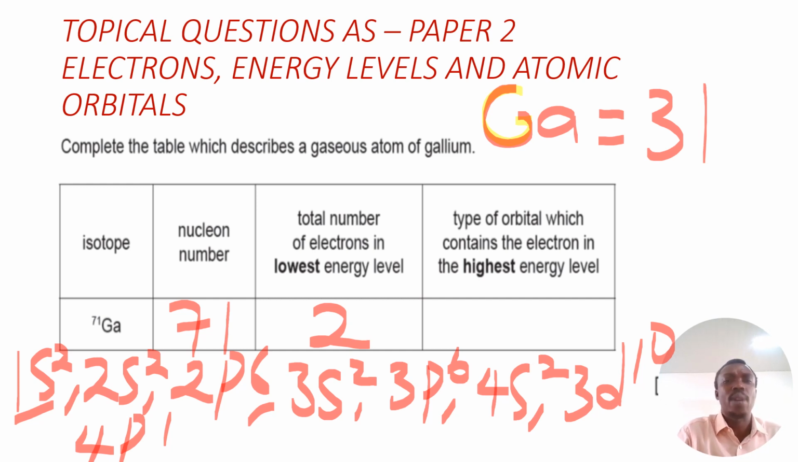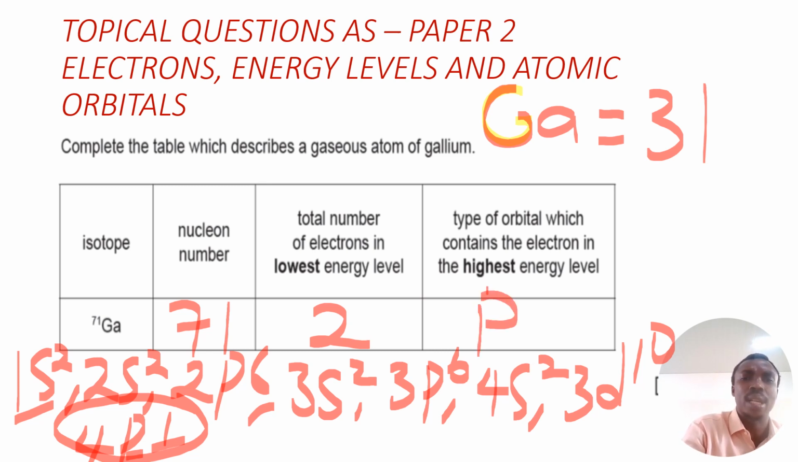Then you now ask the type of orbital which contains the electrons in the highest energy level. So the electron in the highest energy level is 1. Then the type of orbital in the highest energy level is the p orbital, because this is the highest energy level going by the Aufbau principle. So it is the p orbital. So it's as simple as A, B, C. What you need to do is check the atomic number of gallium, then write the electronic configuration and follow the Aufbau principle.